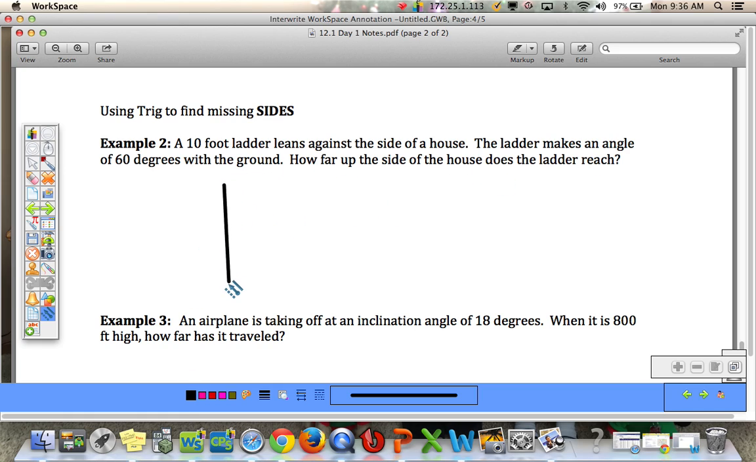Okay, so here's my house. Here's the ladder. Here's the ground. It's 90. So first up, draw everything we know. We know this is a 60-degree angle. The ladder is a 10-foot ladder. And we want how far up the side of the house it reaches, so I'll call that B.